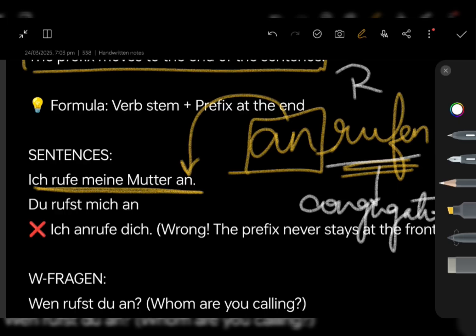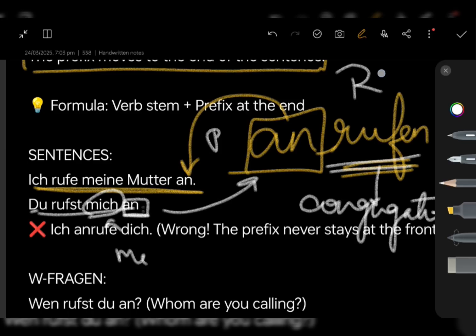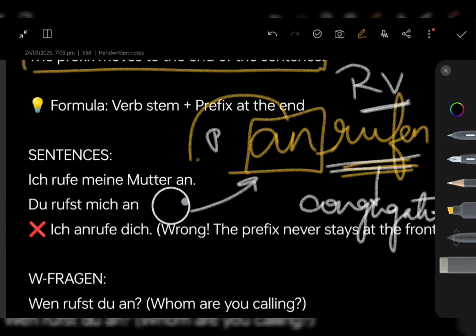So let me summarize it once again with another example. Du rufst mich an. You are calling me or you call me. Mich is me. So here again an comes at the end of the sentence. The prefix comes at the end of the sentence. And rufen, which is a regular verb, gets conjugated and becomes rufst. Du rufst mich an. Does it make sense? I really hope it does.